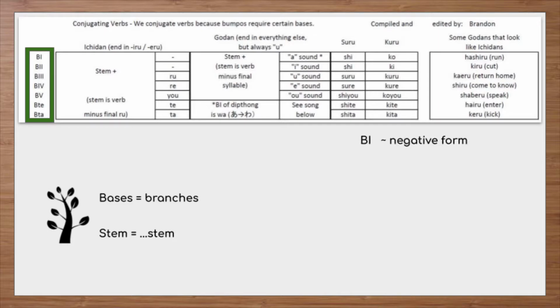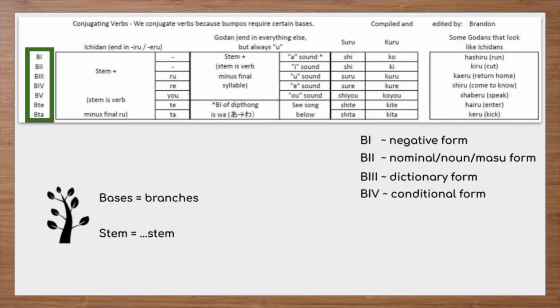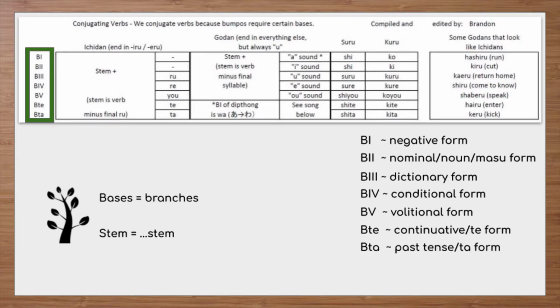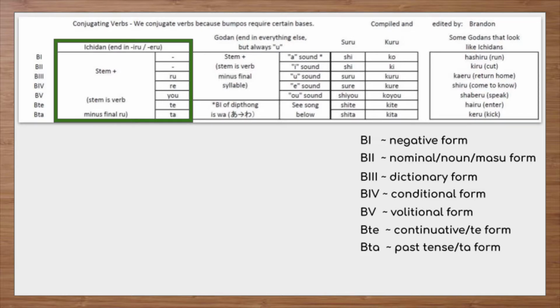Base 1 is also known as the negative form. Base 2 is the nominal, noun, or masu form. Base 3 is the dictionary form. Base 4 is the conditional form. Base 5 is the volitional form. Base 10 is the continuative form, and base ta is also known as the past tense form. To find the stem, you just cut off the last character, ru.